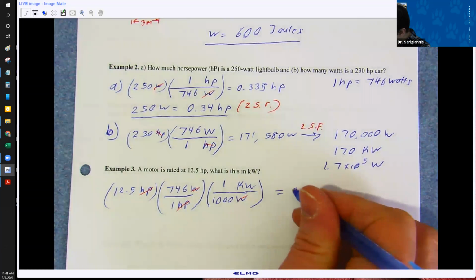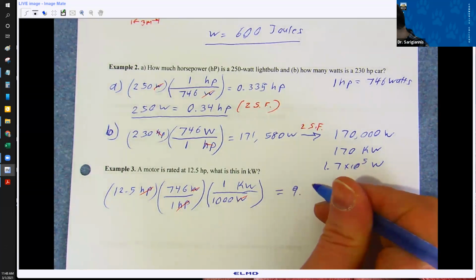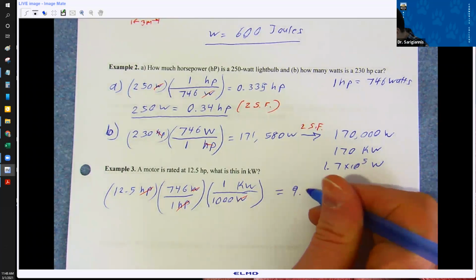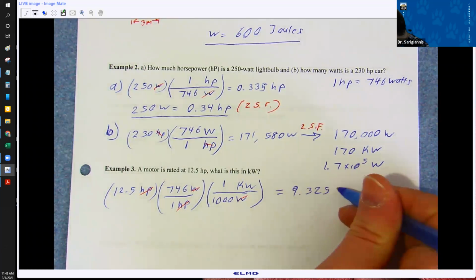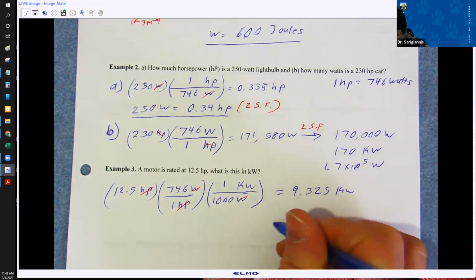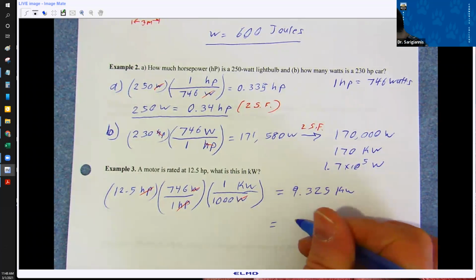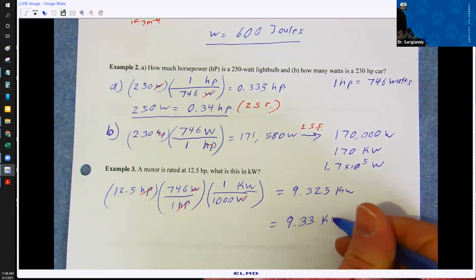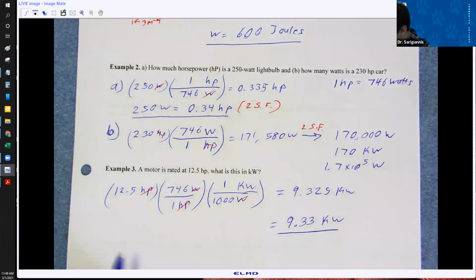I wind up with 9.325 kilowatts. And with significant figures, this is equal to 9.33 kilowatts, right? We've got 3 significant figures in the 12.5 horsepower.